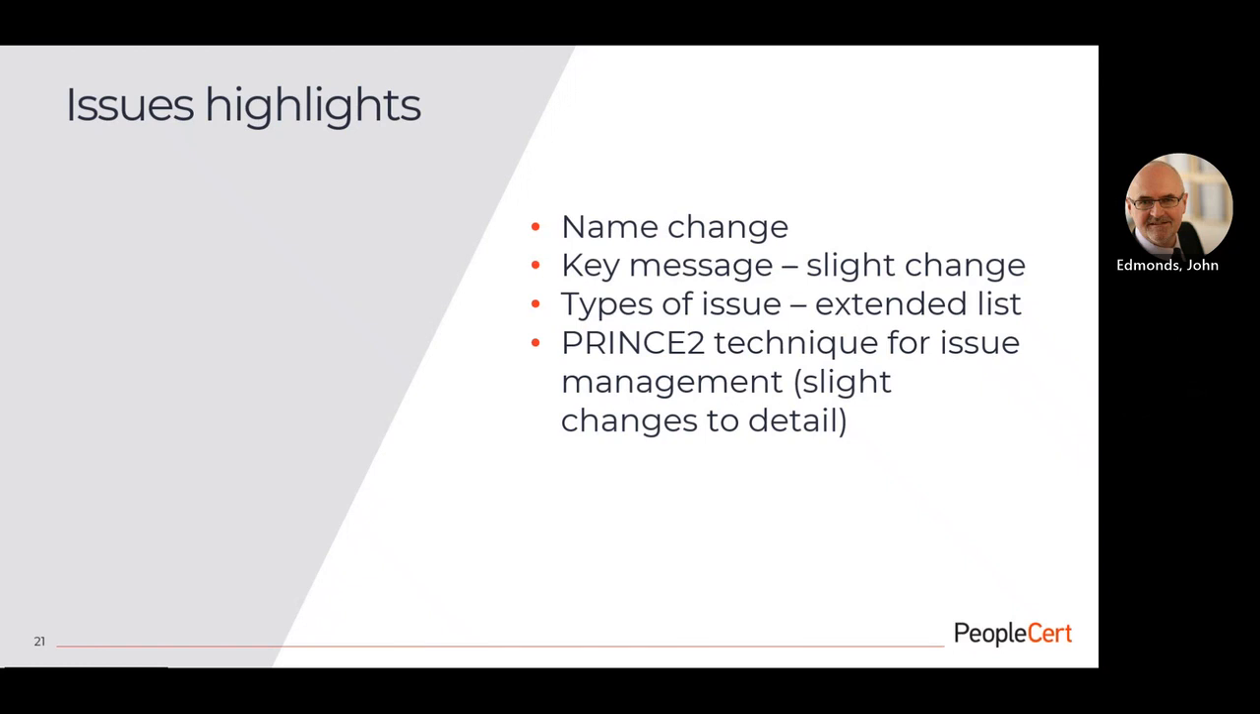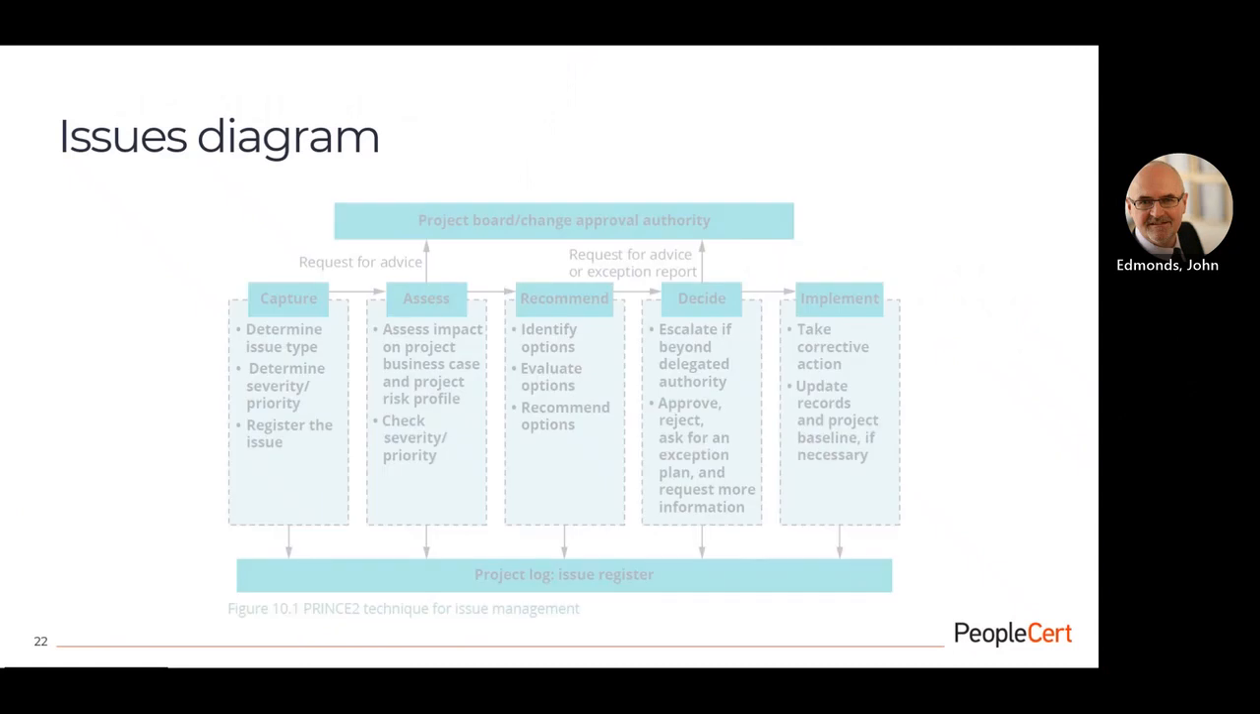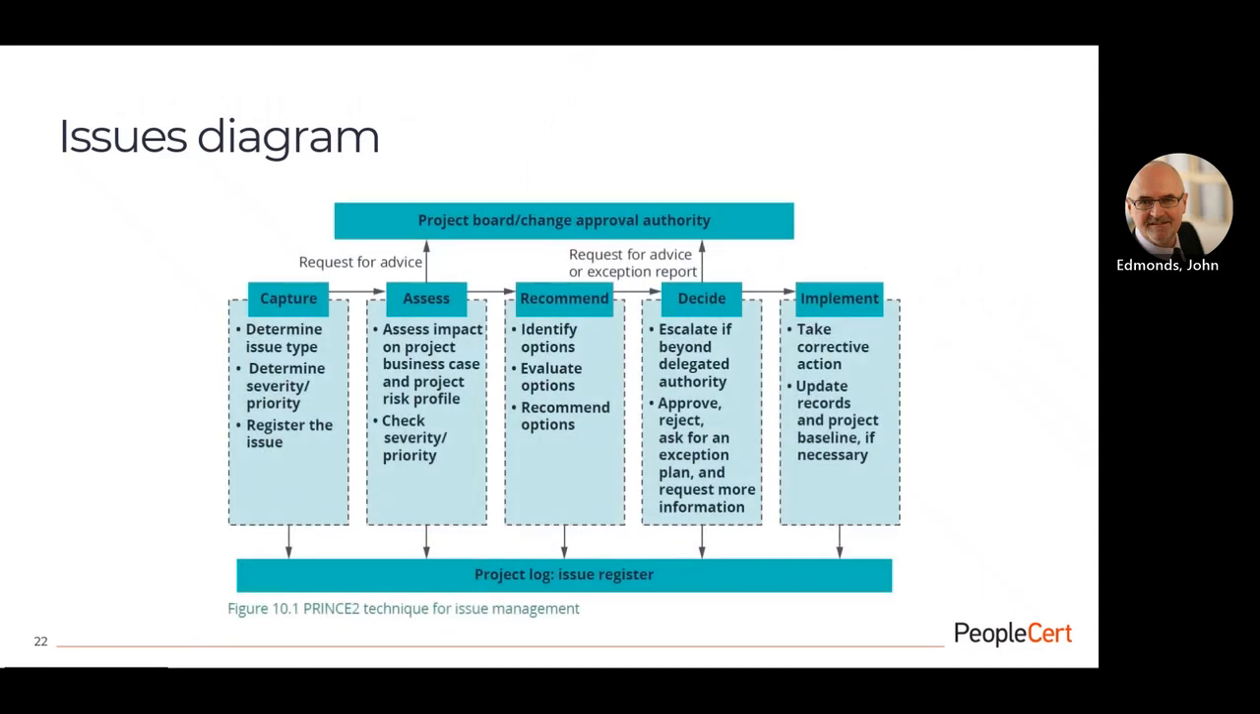So have a look at those, familiarize yourself with those, and get some examples of them ready. And then we've got the Prince2 technique for issue management. This is a similar diagram to the one you will be familiar with from before, but with just some slight changes. Some of the words have slightly changed. The essence is very much the same, going through these 5 steps of capture, assess, recommend, decide, and implement.